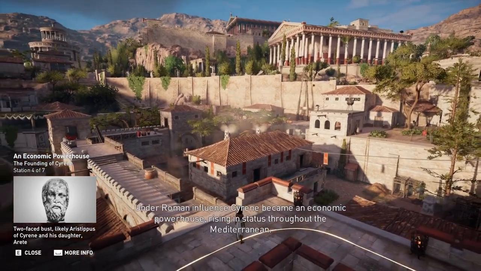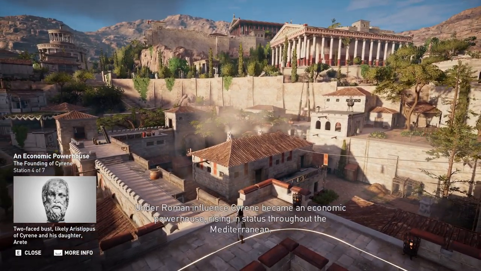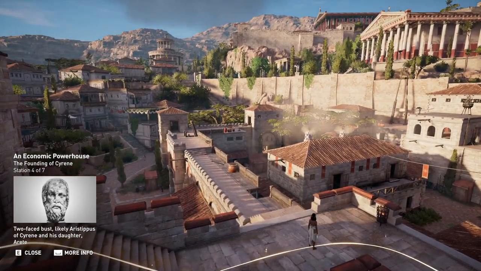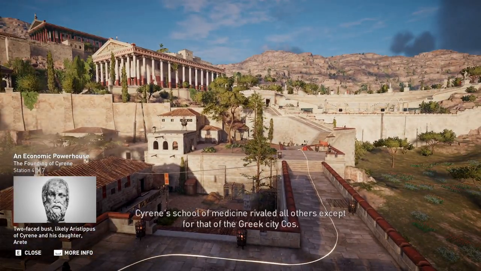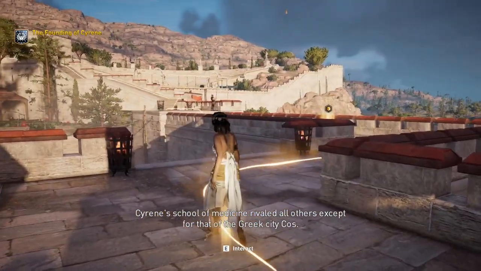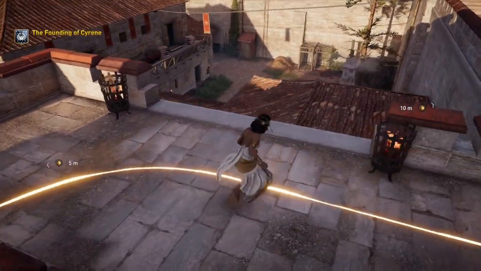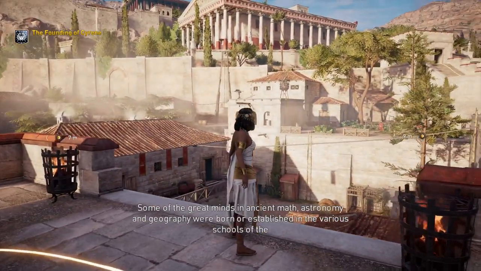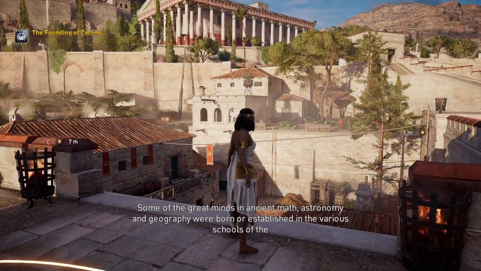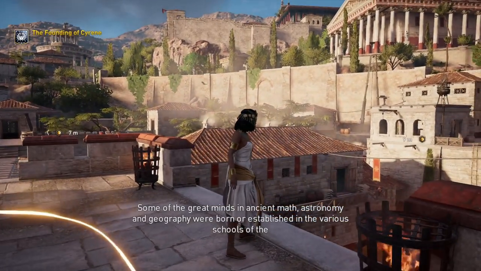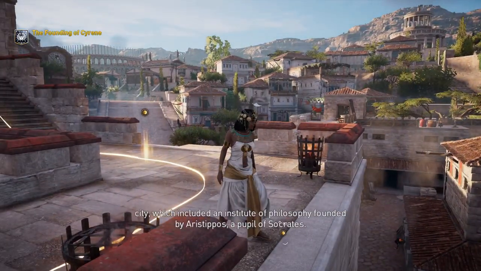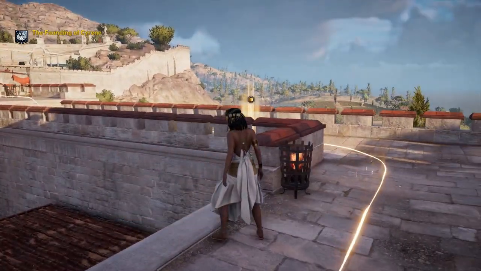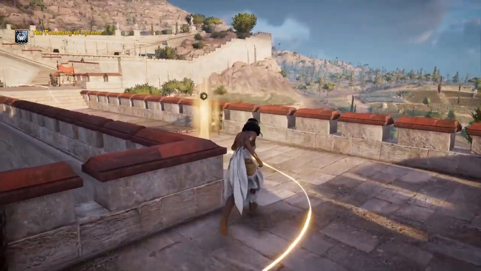Under Roman influence, Cyrene became an economic powerhouse, rising in status throughout the Mediterranean. Cyrene's school of medicine rivaled all others except for that of the Greek city, Kos. Some of the great minds in ancient math, astronomy, and geography were born or established in the various schools of the city, which included an institute of philosophy founded by Aristippus, a pupil of Socrates.